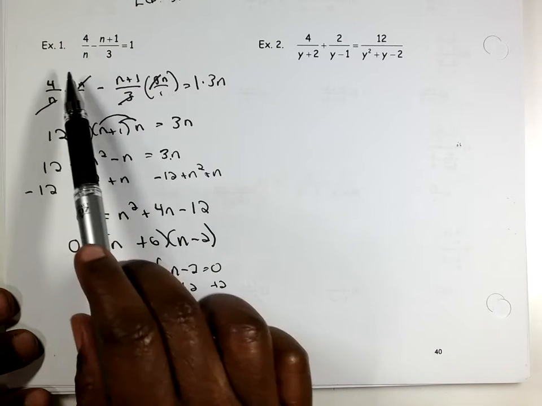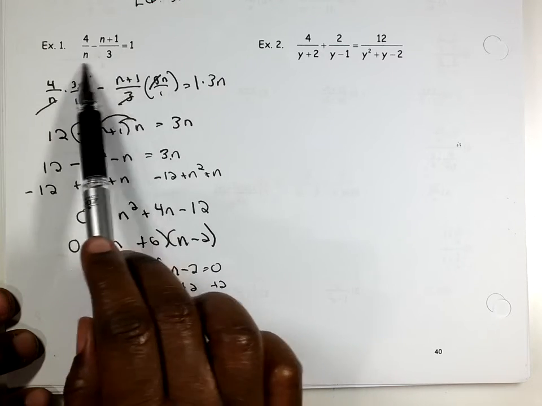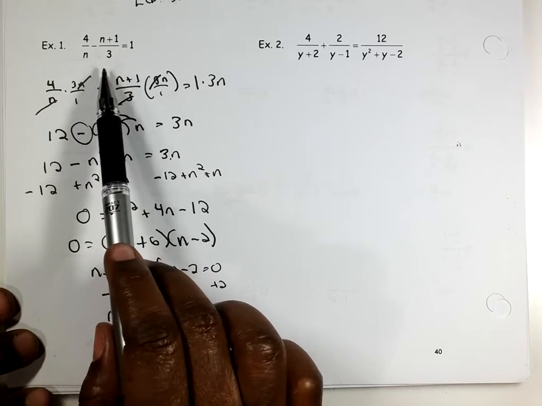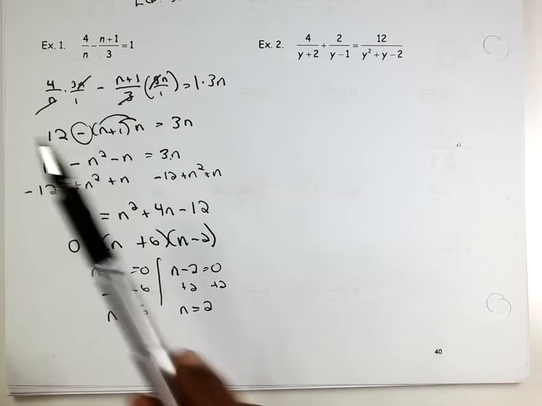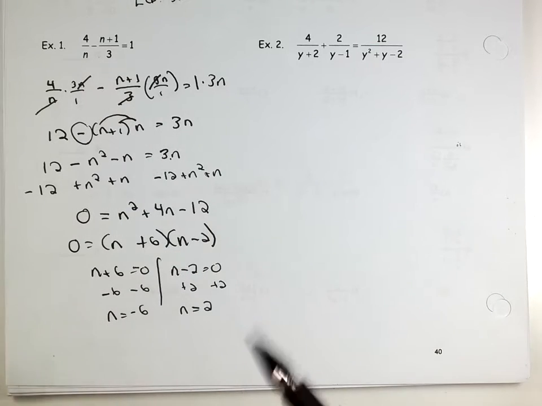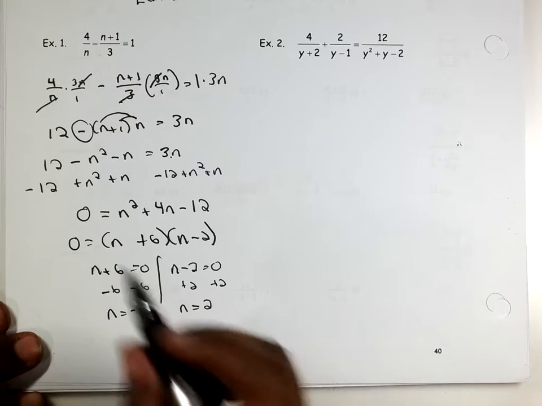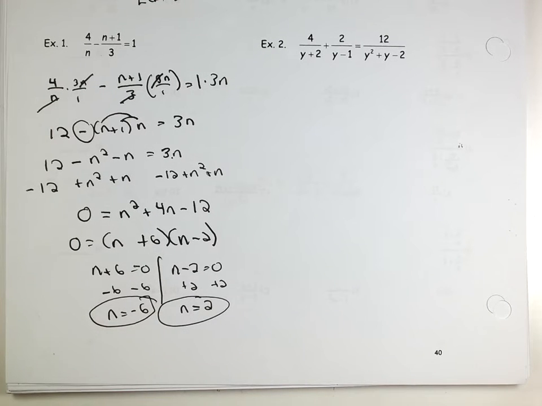And I'm just taking a quick look at my original problem. I want to make sure that it wouldn't give me a division by 0. So remember we talked about that in the first section in chapter 7. And neither one of them, when I plug them in, would give me a 0 on the bottom. So both of these solutions are okay. So n could be either a negative 6 or a positive 2.